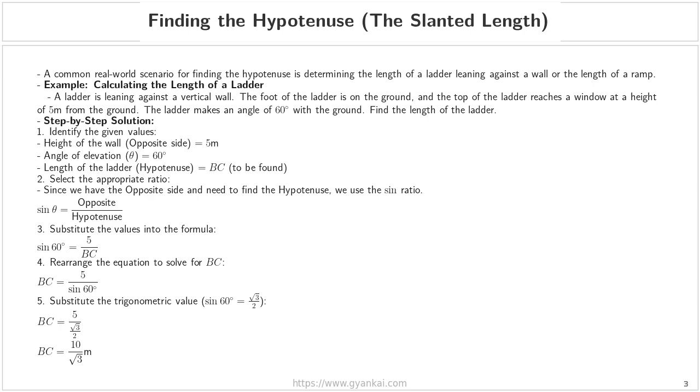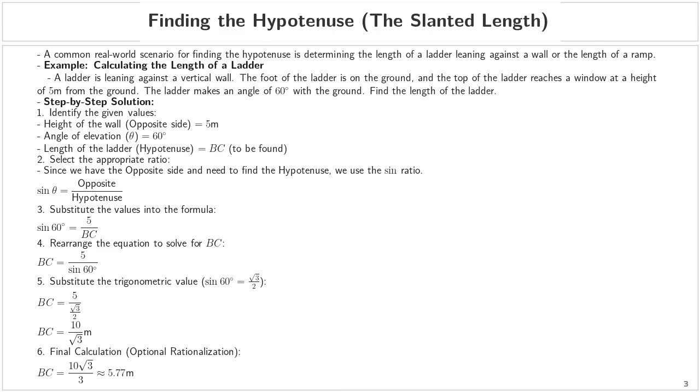Fifth, let's substitute the exact trigonometric value. We know that sine 60 degrees is equal to the square root of 3 over 2. So our equation becomes BC equals 5 divided by the fraction, square root of 3 over 2. When we multiply by the reciprocal, we get BC equals 10 over the square root of 3 meters. Finally, for the final calculation, if we choose to rationalize the denominator, we get BC equals 10 root 3 over 3 meters. This calculates to approximately 5.77 meters.